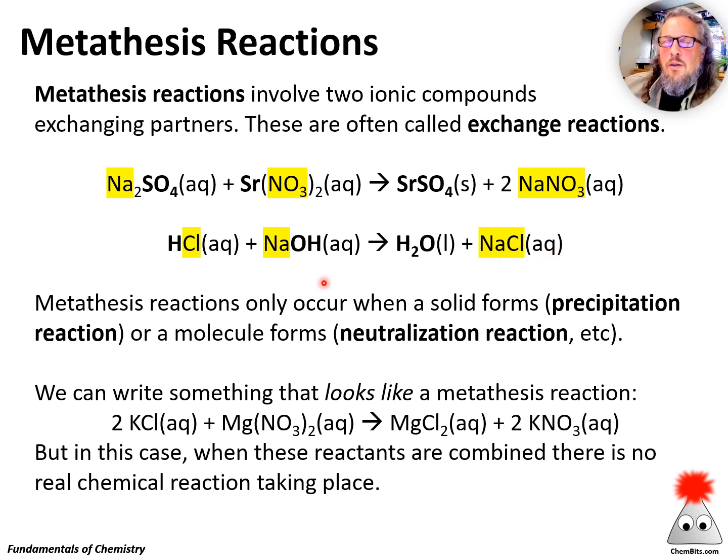Now, one thing to be a little bit cautious of: you can pick any two ionic compounds and write out something that looks like a metathesis type of reaction. But there has to be some reason for the reaction to occur in order for the reaction to actually exist. So we see a couple of examples here. In this case, we've got strontium sulfate solid. So that is two aqueous solutions combining to form a solid. That is a precipitation reaction because the solid will precipitate out of the solution.